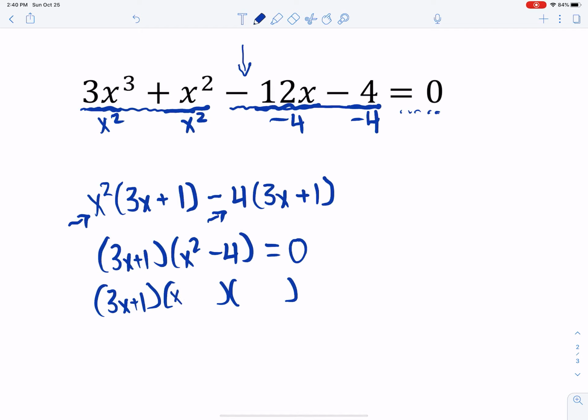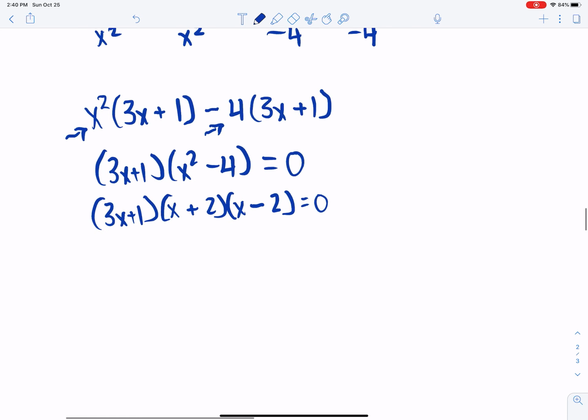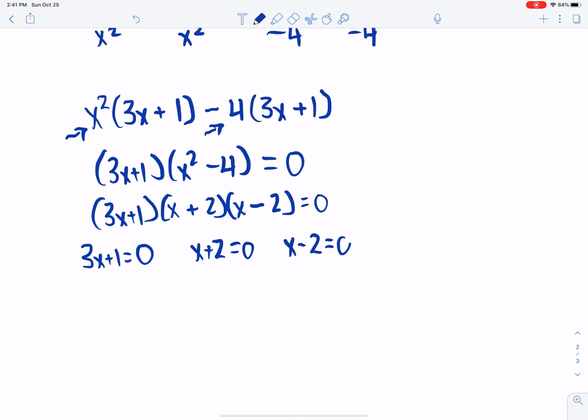The square root of x squared is x, so we put an x at the beginning of each group. The square root of 4 is 2, so we put a 2 at the end of each group. We stick a plus in one parentheses, a minus in the other one. And now we've factored it as much as possible. So having done that, we can break it up into 3 smaller equations. 3x plus 1 equals 0, x plus 2 equals 0, x minus 2 equals 0.